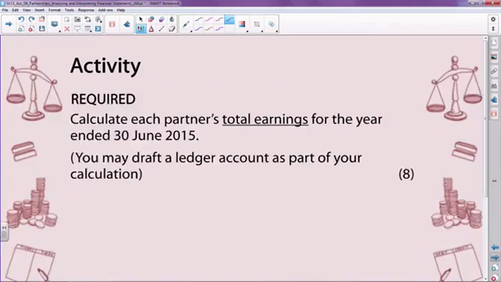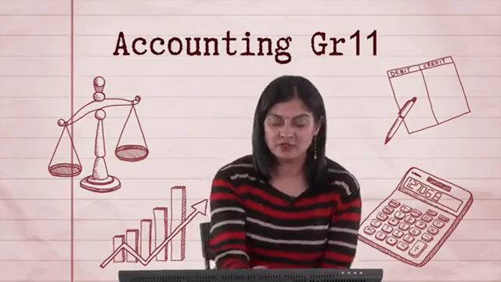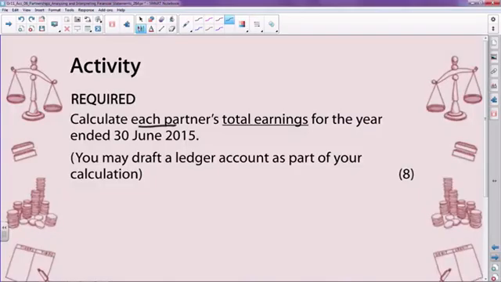All right, let's see whether we can do a bit of the next question. We don't have much time left. The third question, guys, I'm going to quickly discuss the question. There's no time for me to do the actual question, but maybe after the show, you guys can attempt this in class. The question wants you to calculate each partner's total earnings for the year ended 30th of June 2015, and then they also tell you that you may draft a ledger account as part of your calculation.